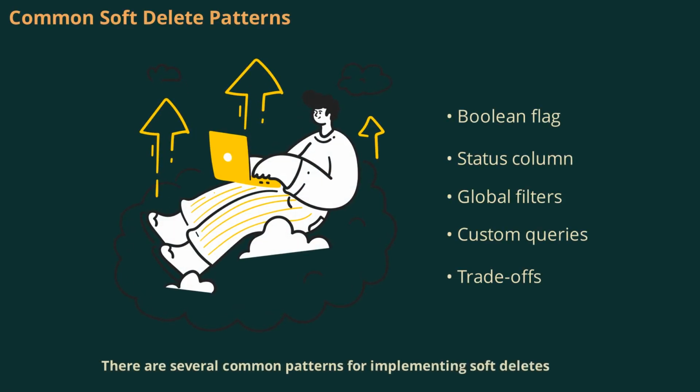There are several common patterns for implementing soft deletes. The most popular is adding a Boolean or status column, such as is_deleted or deleted_at, to your entity. This column is updated when a delete operation is performed. Other patterns include using global filters or custom queries to exclude deleted records from results. Interviewers may ask you to describe these patterns and their trade-offs, so understanding their implementation is key.